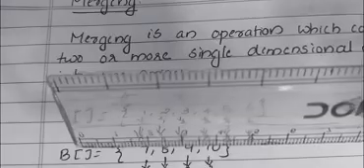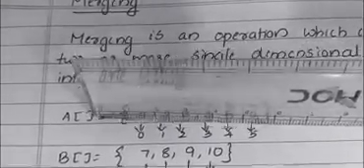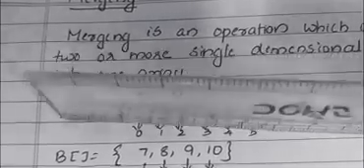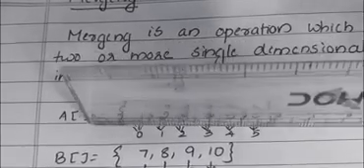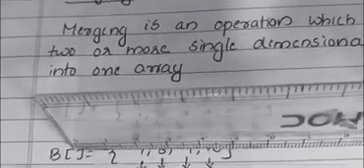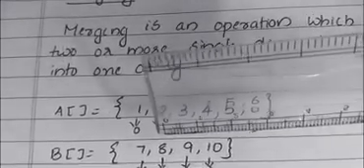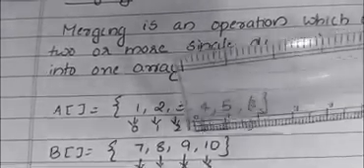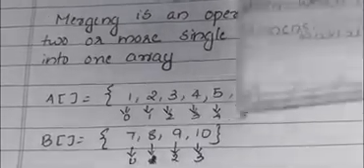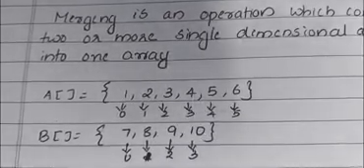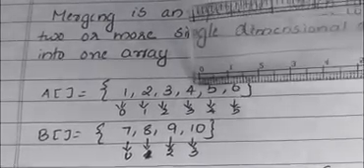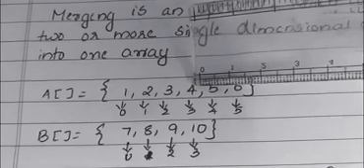Now let's say array B. This is a single dimensional array. How do we say it is a single dimensional array? Because this particular array consists of only one set of square brackets. The name of the array is B, and the elements we pass to the array are 7, 8, 9 and 10. The index positions of the elements are also set. These are the two arrays, both single dimensional.